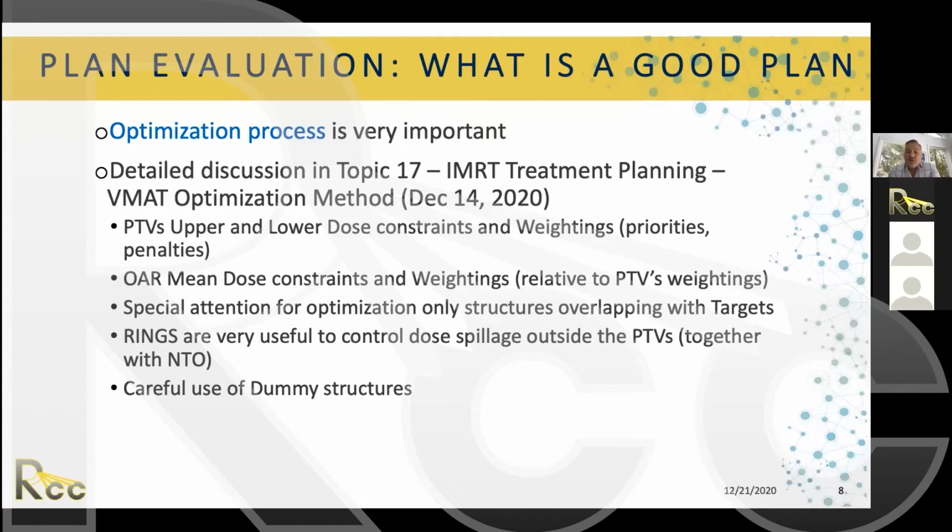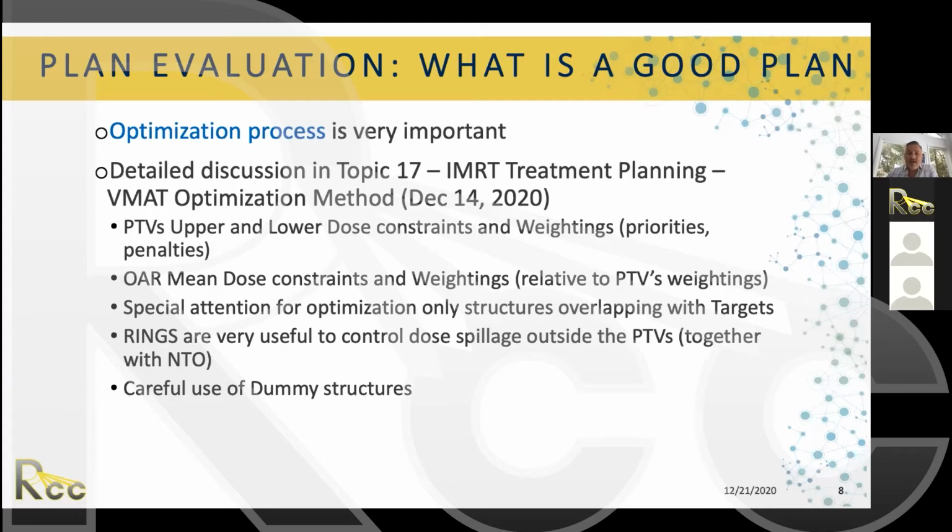And if you were using these dummy structures that we said, just to control little zones of spillage or hotspots, just be very careful, because you might be using those structures and then doing something else somewhere else. So with the definition of the structures that we said, PTVs, ORs, and the rings, you will be able to get a decent plan without the use of dummies, but you can use them too, just be careful how you use them.